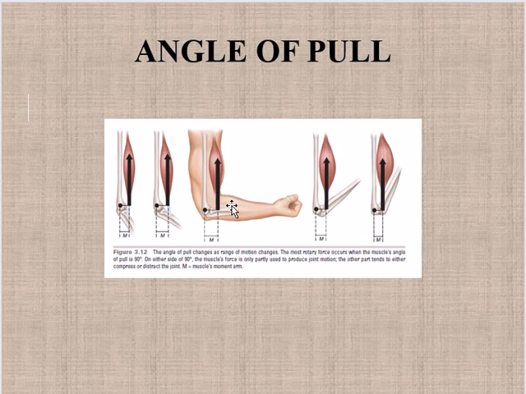Look at these examples. We can say force is most effective when it is applied at right angle to the lever. Angle of pull changes as the range of motion changes, obviously, and most rotary force occurs when the muscle's angle of pull is 90 degrees. On either side of the 90 degrees, muscle force is only partly used to produce joint motion. The other part tends to either compress or distract the joints. That is the muscle's movement arm, the distance.